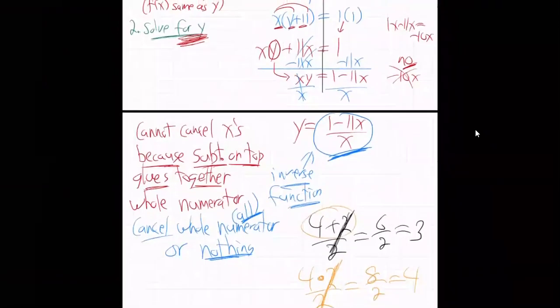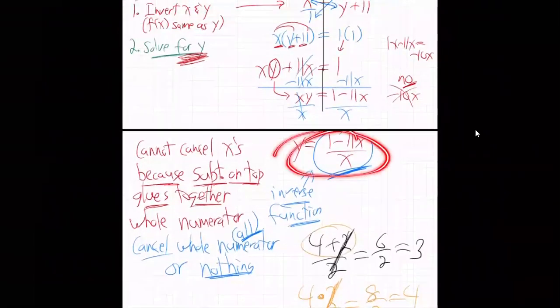So we're done right here. Where was our answer? I did all that talk after. Here's the answer. That's the inverse function right there. We're done. It just has to stay that way. You cannot cancel those x's.